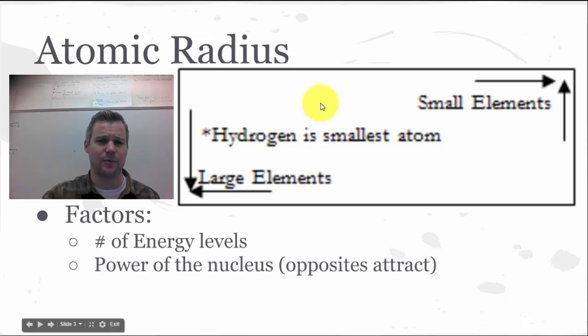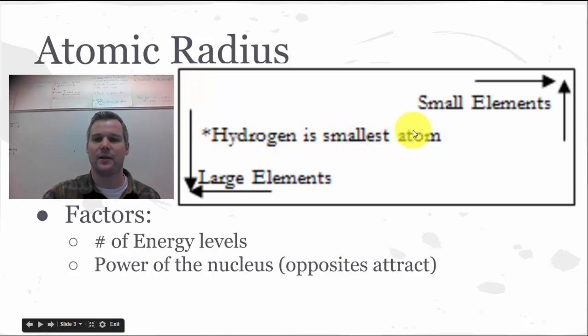The factors that come into play here, the more important of the two, is the number of energy levels. So as you go down the periodic table, you go from energy level 1 to energy level 4, you have basically 3 additional layers of clothes on going down that family. And each layer adds a distance to the radius of that atom.